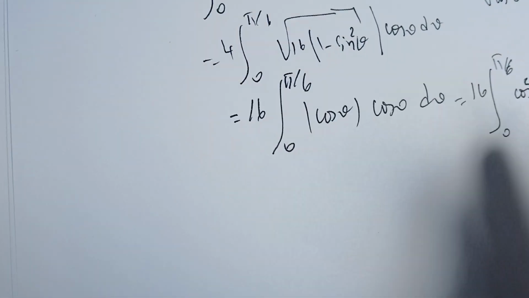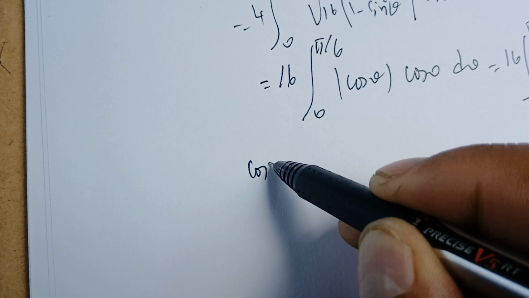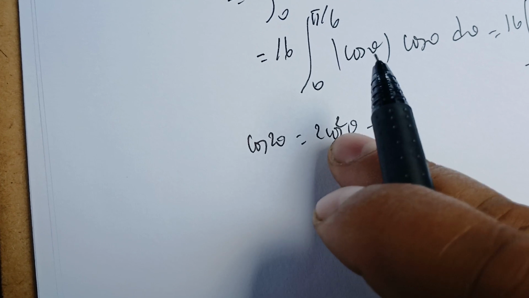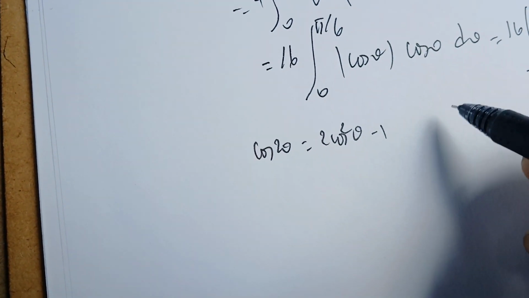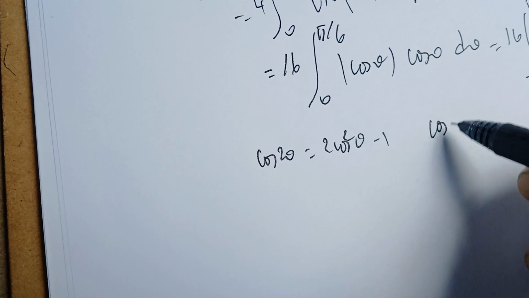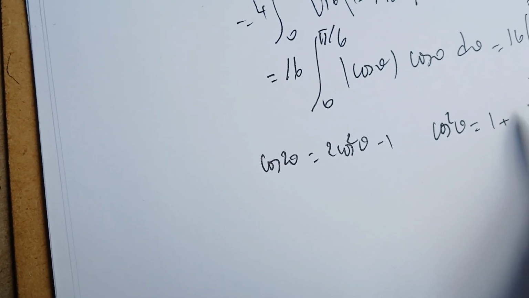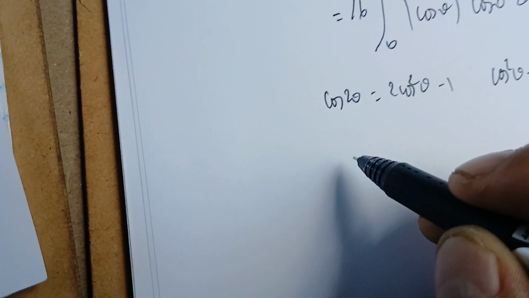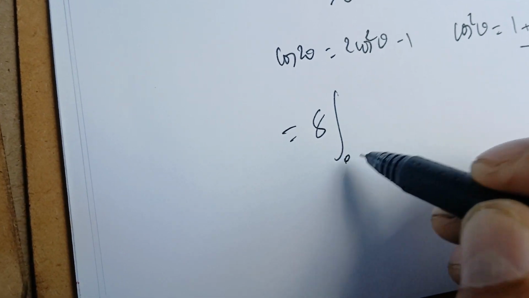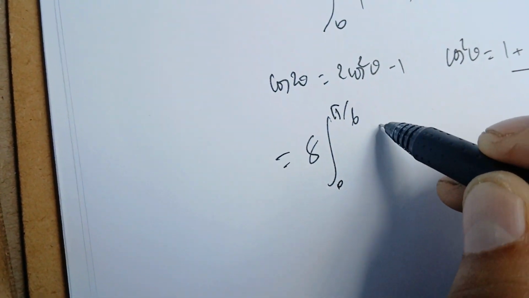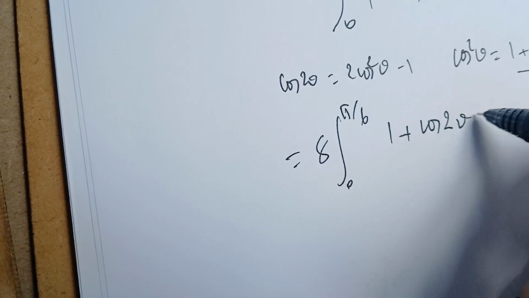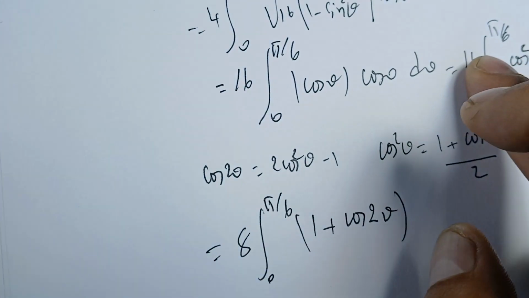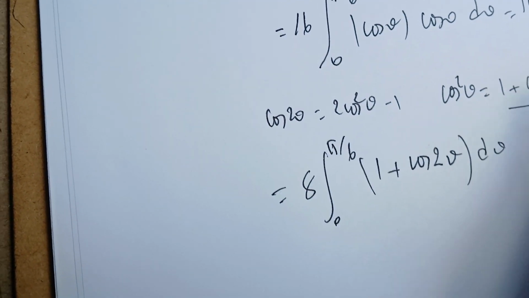Now we're going to use our formulas to compute that. We know that cosine 2 theta is 2 cosine squared of theta minus 1. So we want to compute the cosine squared. We add 1 to both sides and we divide by 2 to get cosine squared of theta is just (1 plus cosine 2 theta) over 2. So we plug that in here and get 8 times the integral from 0 to pi over 6 of 1 plus cosine 2 theta. I divided by the 2, so I don't have the 2 here because I have 16 here. d theta.